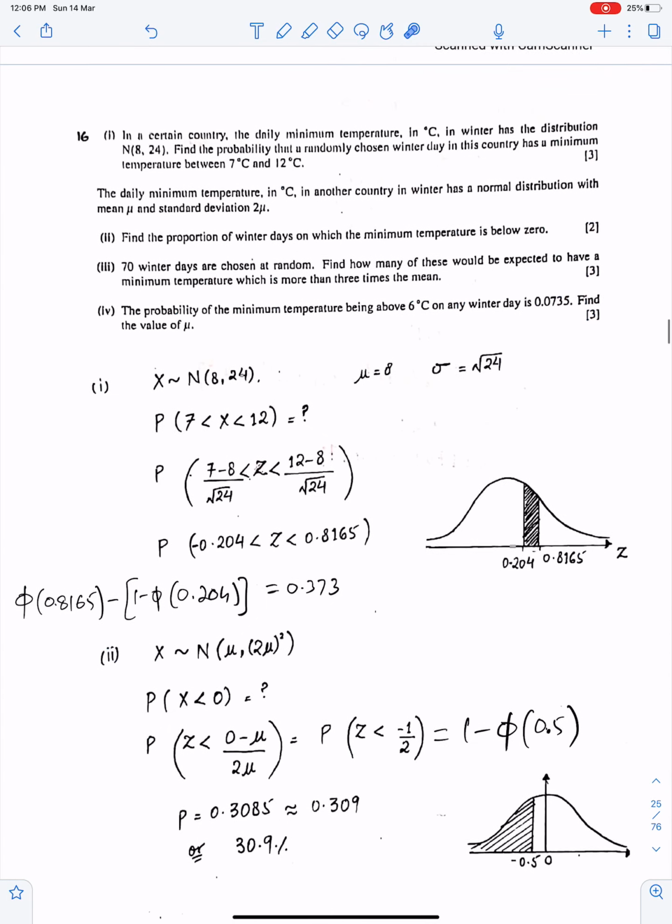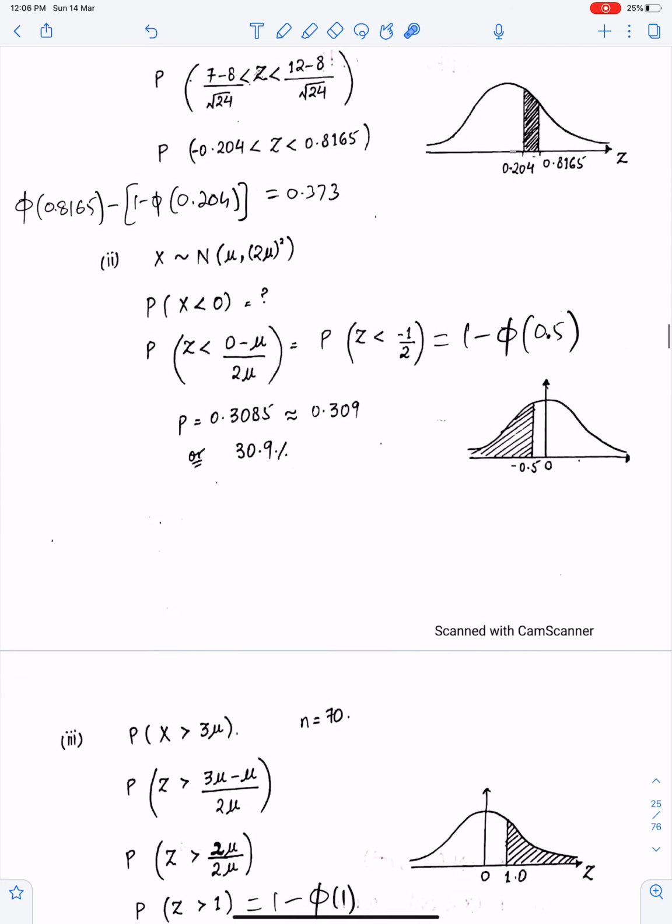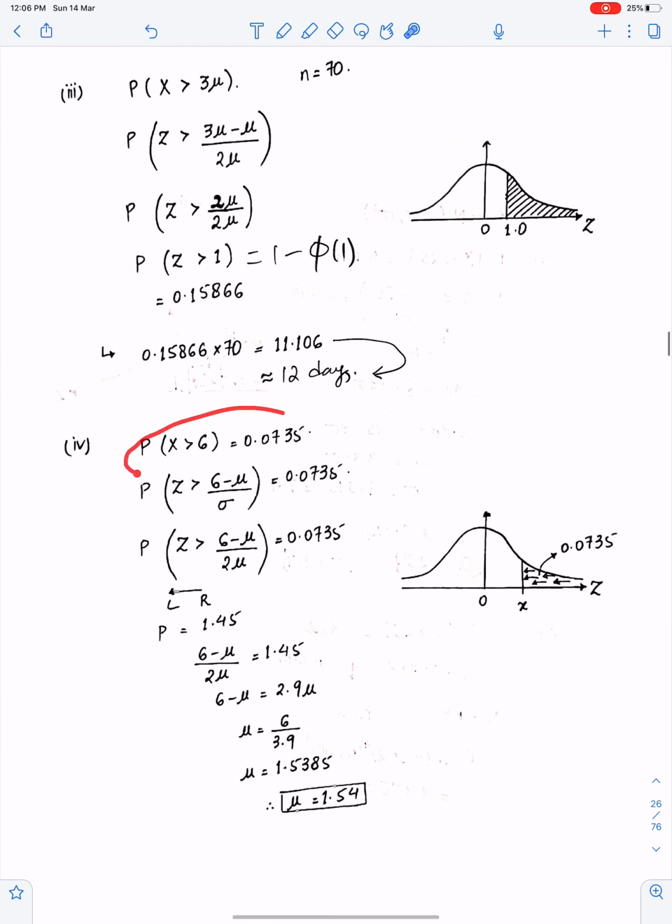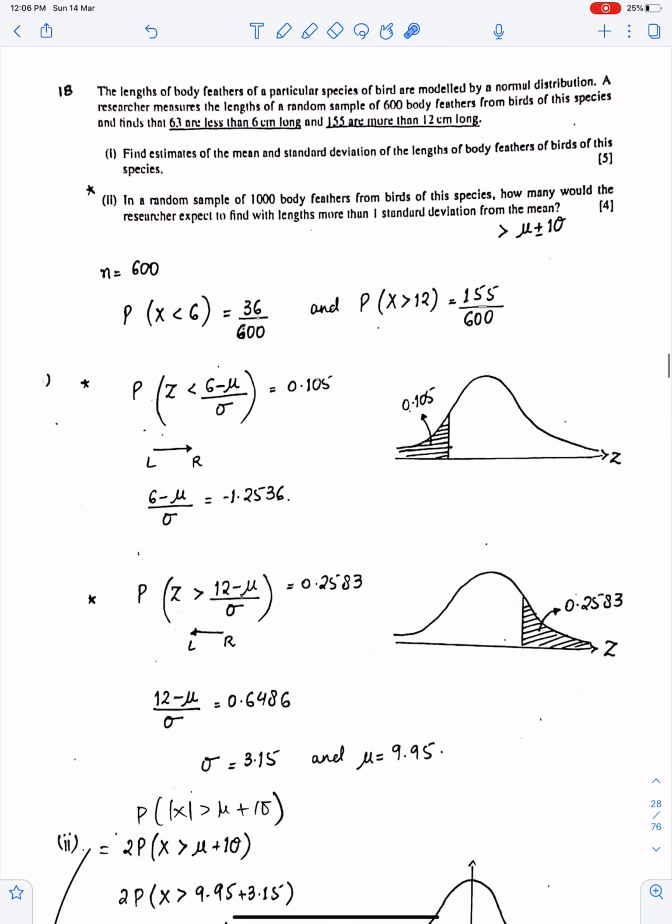Part 4. The probability of the minimum temperature being 6 degrees is this. This is simple. This is inverse normal. You can do this yourself. I'm leaving this. This is of simultaneous, so I'm leaving this. The second part is of binomial, so you can do this yourself, because I have already discussed a lot of questions of normal to binomial.